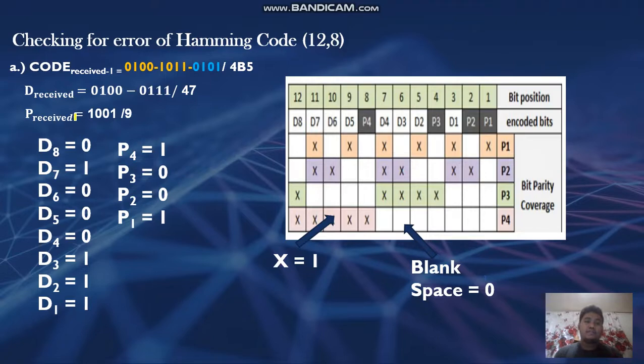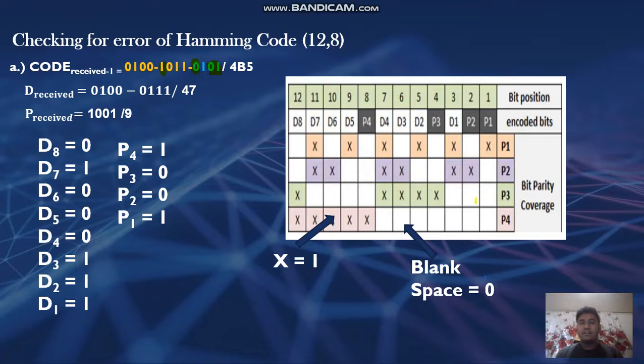First, how we get our P received: we take this one, this one, and these two. So we have 1001. The D received is the remaining code. So 0100 011 and 1 is your D received, and the P received is 1001.